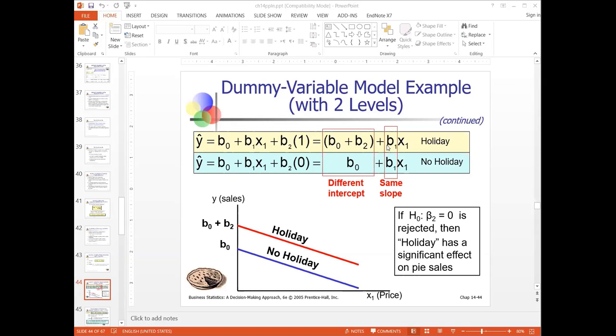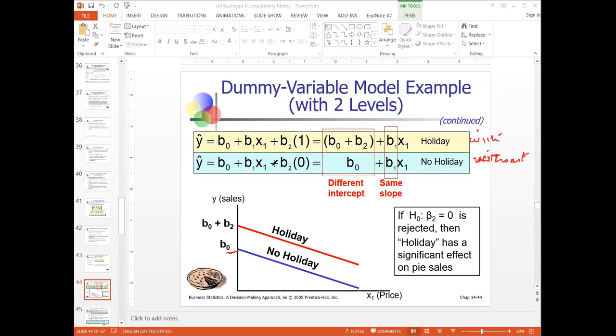It means the dummy variable has divided the regression line into two lines, one with holiday and one without holiday. This dummy is helping us analyze the with and without relationship, with holiday and without. You can notice that when there is no holiday, the intercept is smaller because b2 has disappeared.